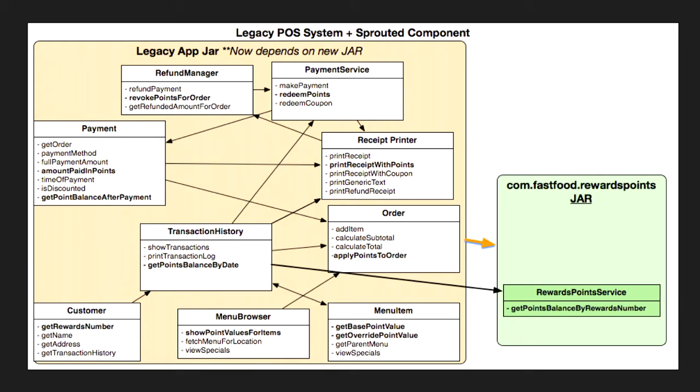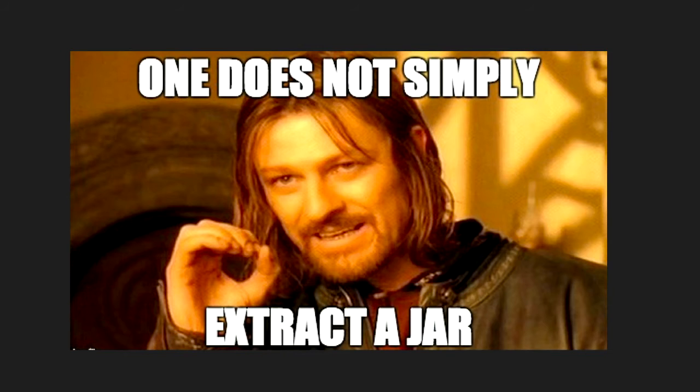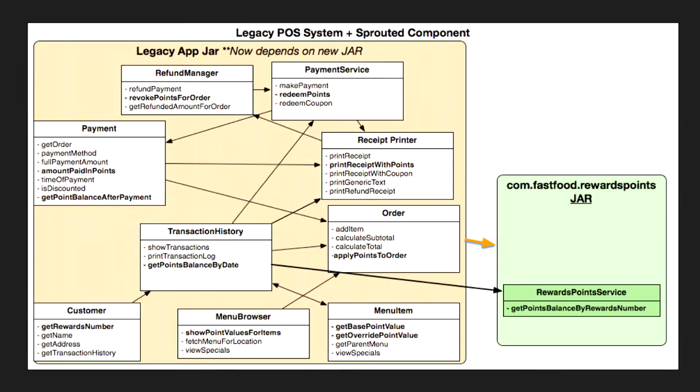Instead of deploying everything into that legacy application's jar, we're going to split off a com.fastfoodinc.rewardspoints jar, and we're going to put that rewards points service in there. Then we're going to add a dependency to that new jar into our legacy application. Now, this operation isn't as trivial as that tiny little arrow makes it look. One does not simply extract a jar. It takes time. You need to break dependencies. Not represented here is probably about 100 data access objects, a bunch of dependencies on various serialization libraries, God knows what else.